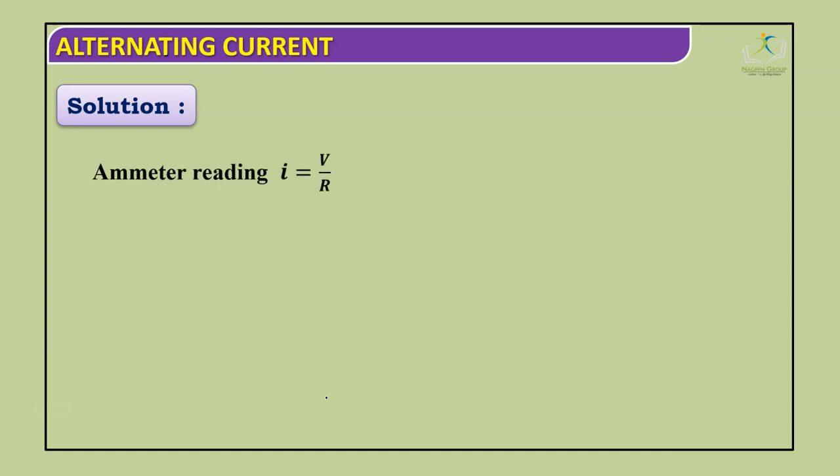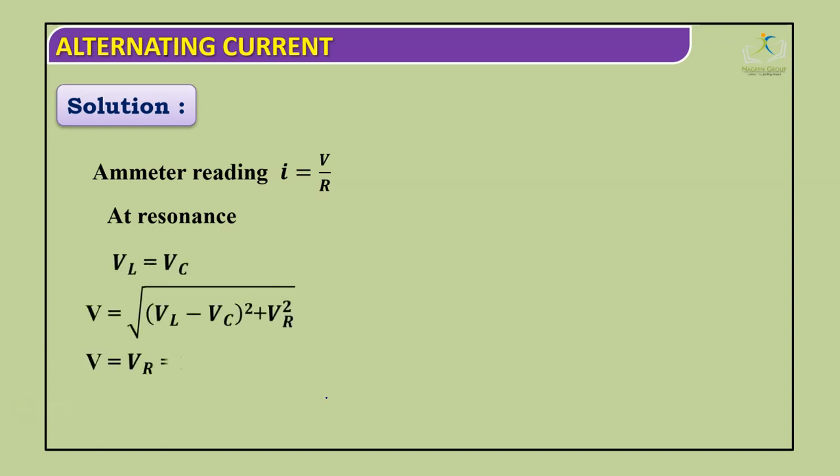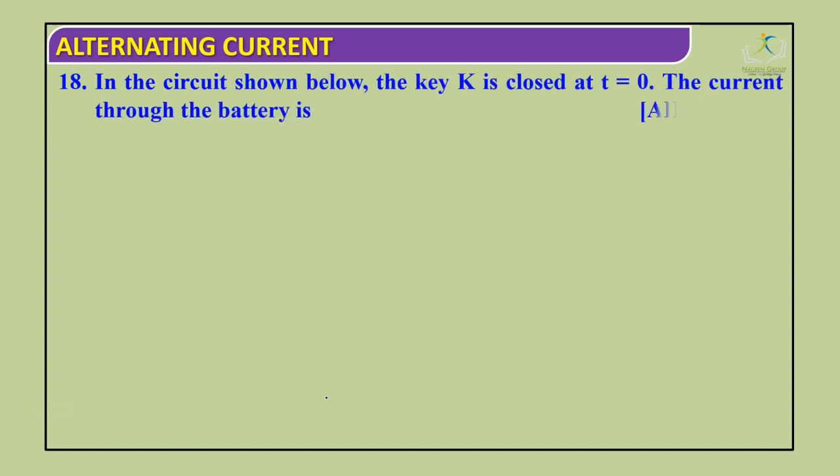For the solution, we know the ammeter reading I is equal to V by R. At resonance, we know V_L is equal to V_C. If I put all these values here, V comes in the form of V_R, which is equal to 220, and I is equal to 220 by 100, which comes to 2.2 ampere. According to that, we can say the previous answer which we chose will be the correct one.